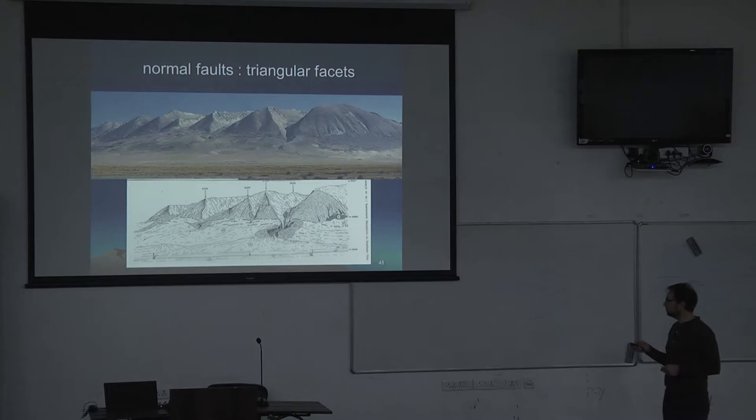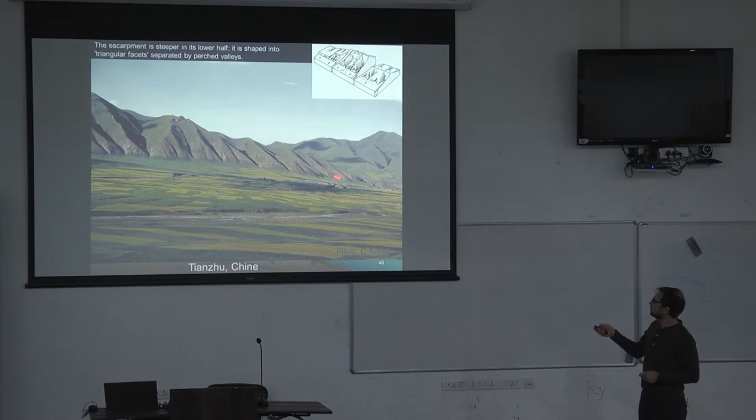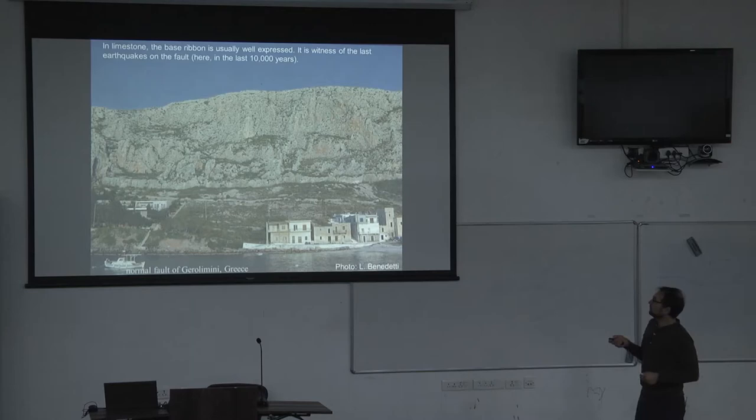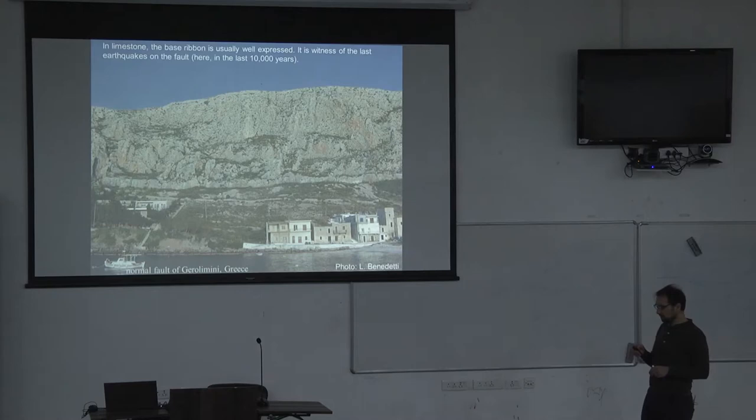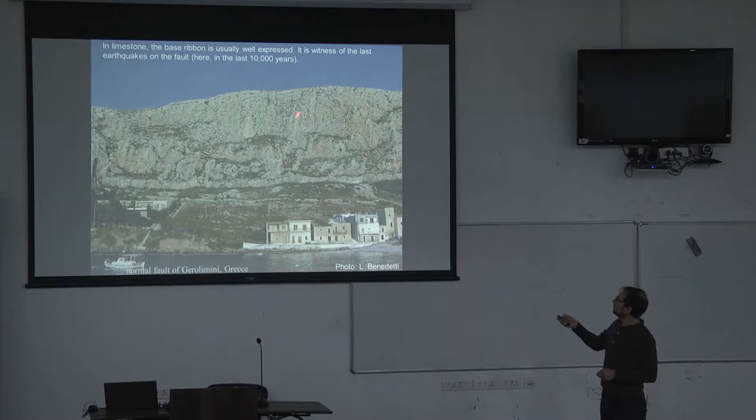Again, in China, close to Tibet, this nice typical triangular facet with the escarpment steepness decreasing upward. In fact, the ribbon is better preserved in some lithologies, at least in Europe. It is better preserved when the lithology is limestone. And you can see on this normal fault in Greece, the big escarpment is relatively degraded, except at the base, for the lowest 10 meters, where you see a nice escarpment that corresponds to the fault mirror.